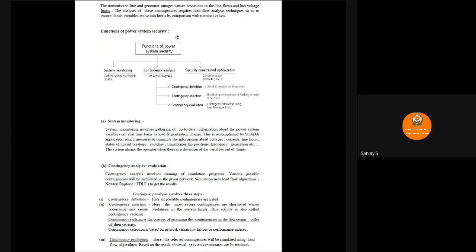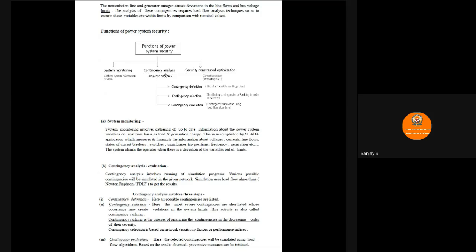Next, we'll talk about the functions of power system security: system monitoring, contingency analysis, and security constraint optimization. When it comes to system monitoring, we'll be using SCADA to monitor all the system data like frequency, voltage, active power flow, reactive power flow, and losses happening in the line. All this information will be monitored using SCADA.